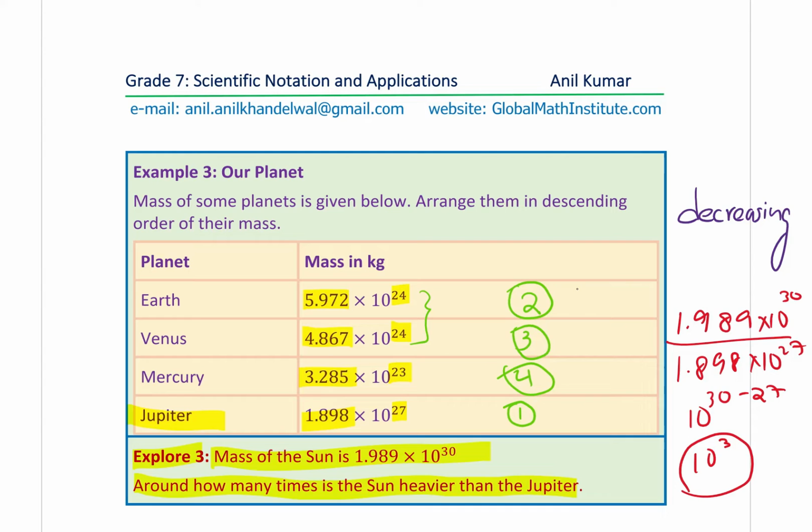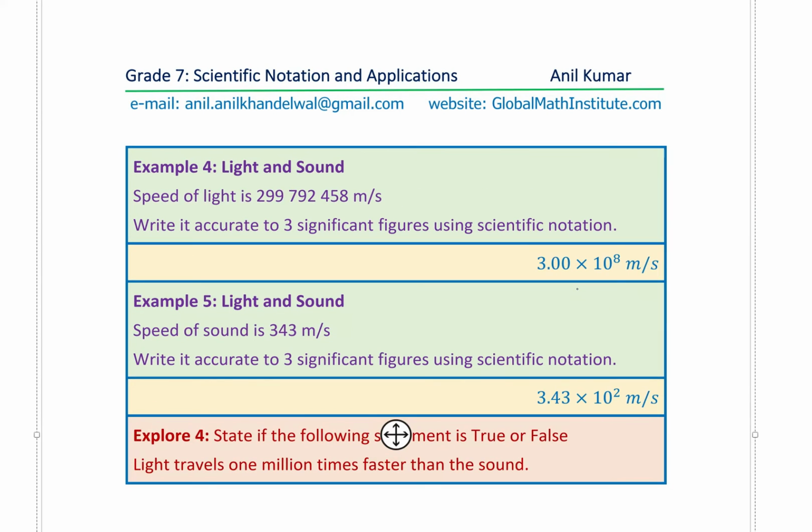Perfect. Now, let's take more examples, interesting ones. Speed of light. Now, light travels very, very fast. So, speed of light is 299,792,458 meters per second. That's the speed of light. So, you have to write this to three significant figures, right? Using scientific notation. Now, that is your exercise. You can now pause the video and round it to three significant figures.